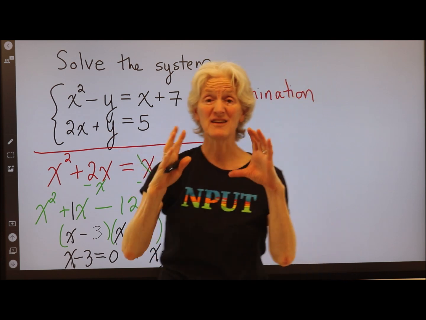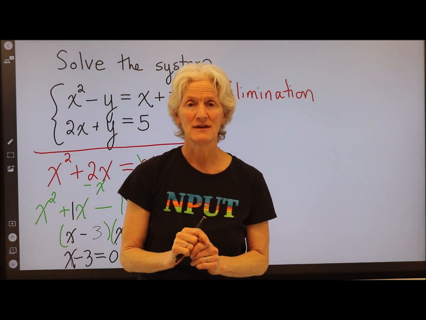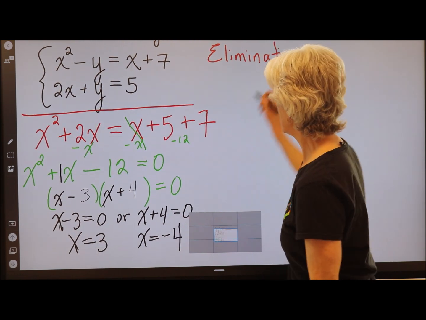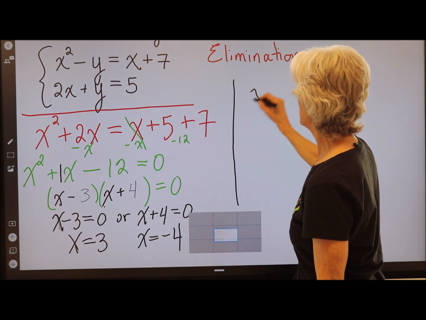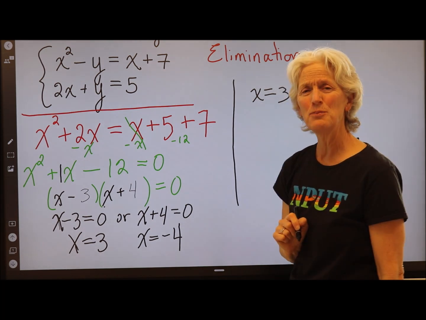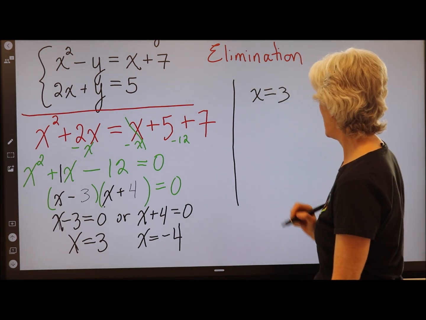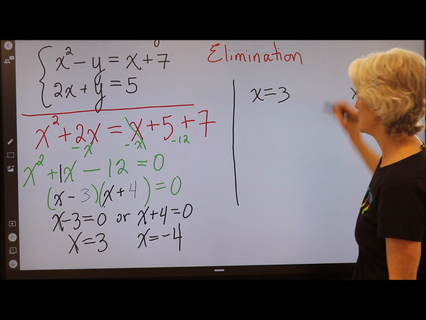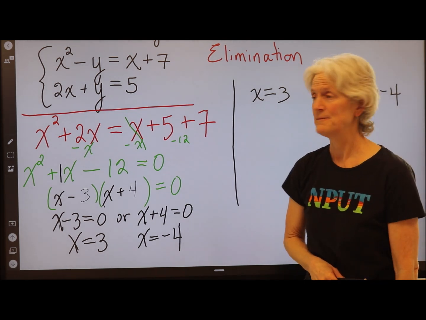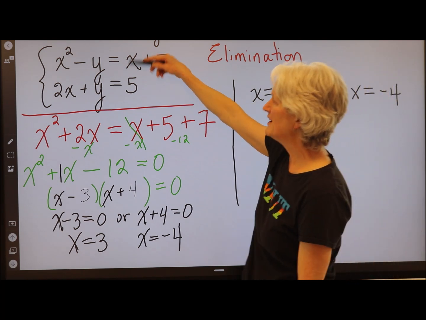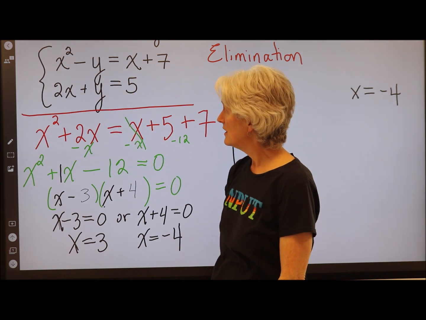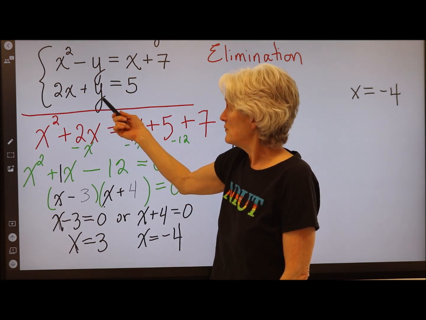I'm looking for xy pairs that solve the system. So each one of these x's, when x equals 3, I have to find its little partner friend, okay? When x equals negative 4, I have to find its partner, its y friend. So I'm going to go back to one of my two equations. It doesn't matter which equation we use. I'm going to pick the easy one right here.